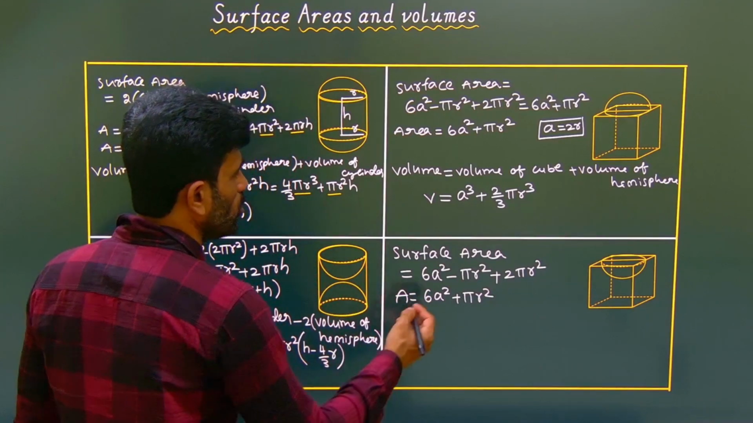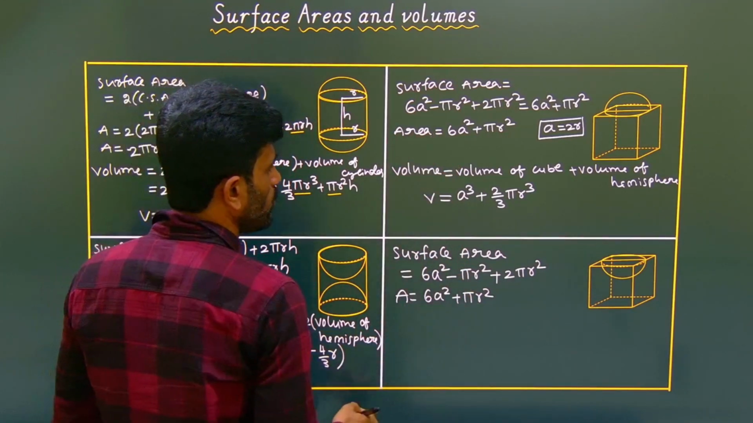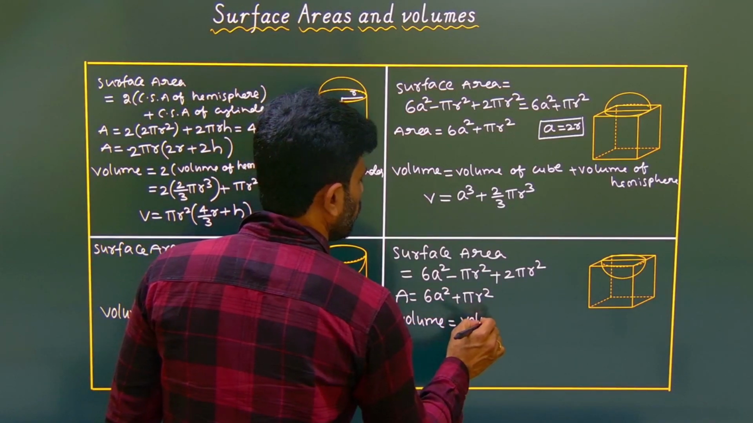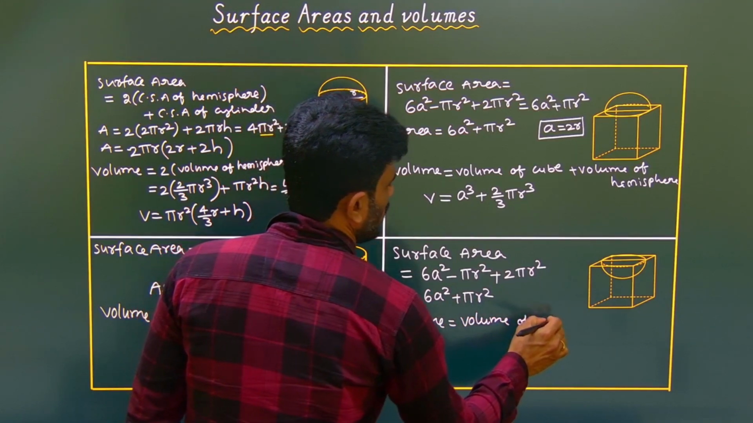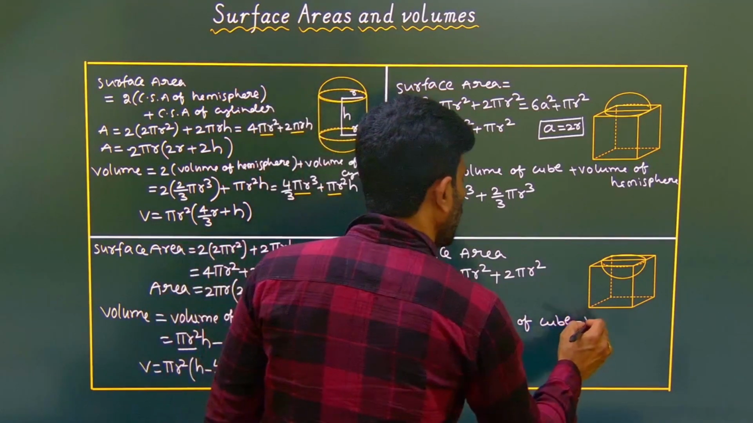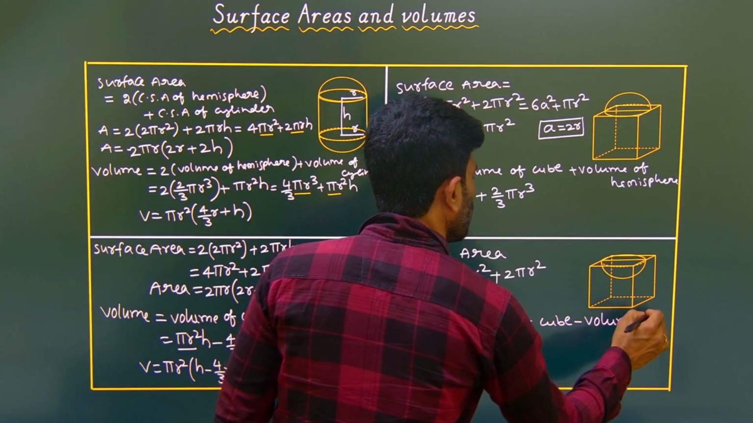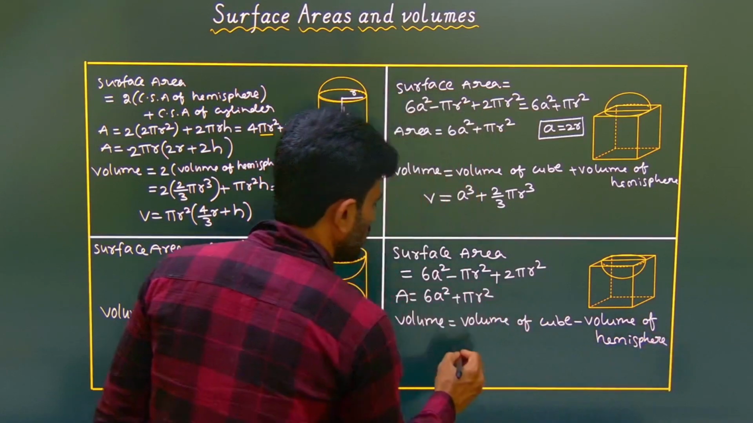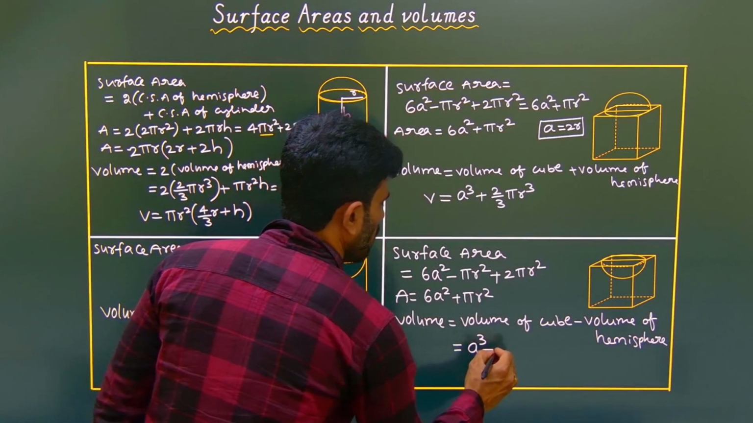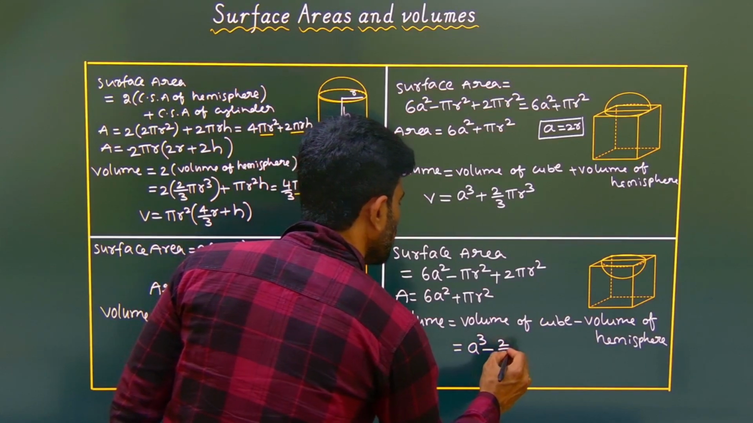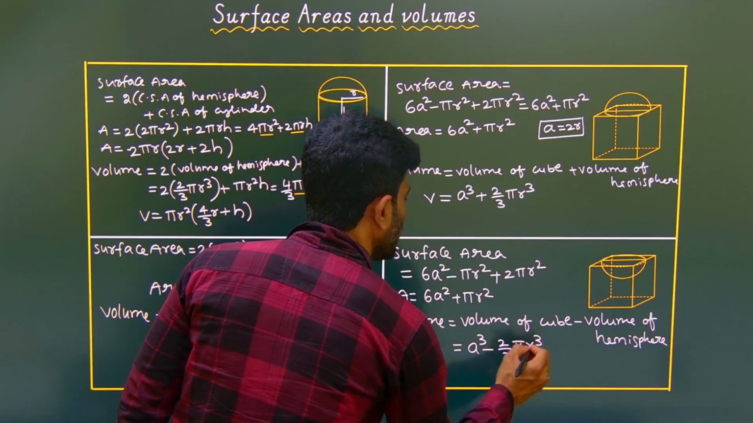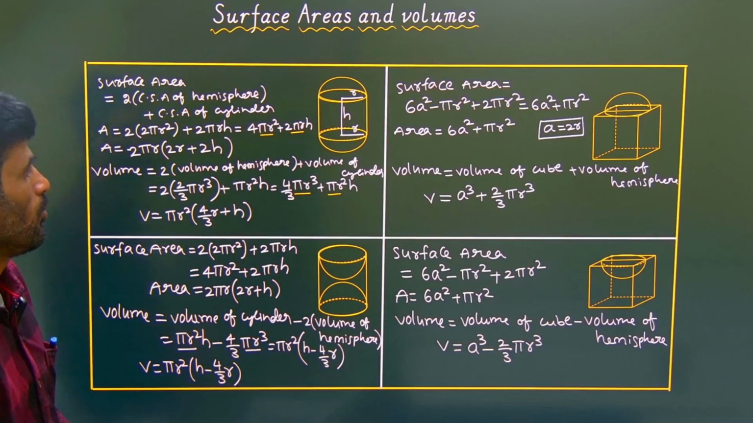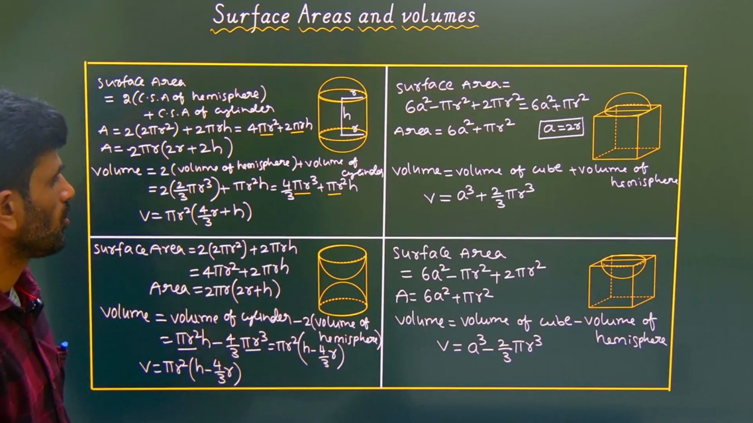Now volume is different. Before we added, but now we have to subtract. So what is going to be volume now? Volume is equal to volume of cube minus volume of hemisphere. So that is going to be a cube minus 2 by 3 pi r cube. There we added, here we have to subtract. So these are going to be surface areas and volumes of these 4 combinations of solids.